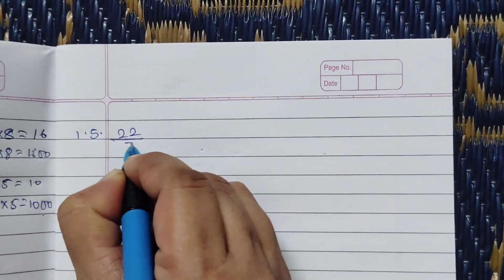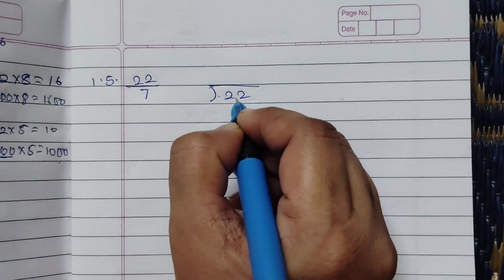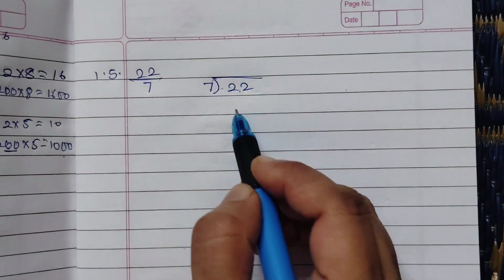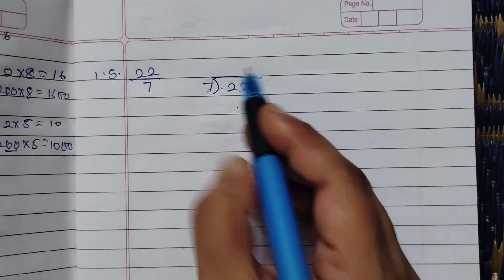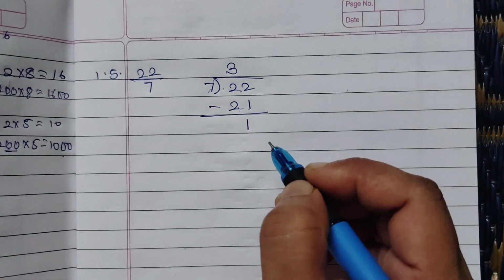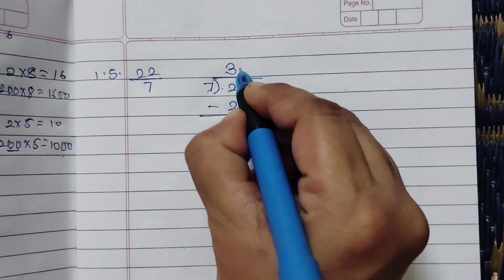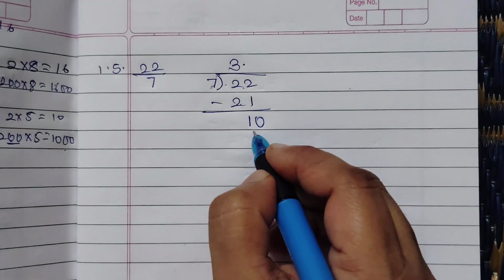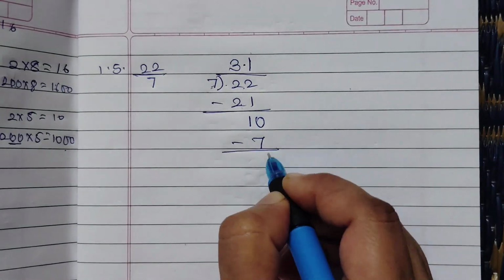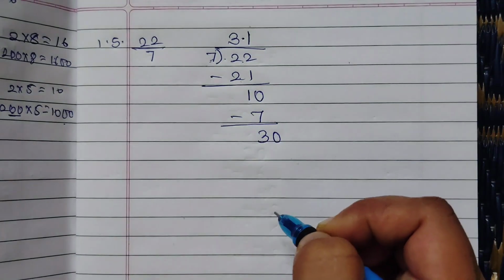22 upon 7. So again I will write 22, the numerator, inside and 7, the denominator, outside. Now let's start. 7 ones are 7, 7 twos are 14, 7 threes are 21. So 7 threes are 21. Now when I subtract 22 and 21 I get 1. So 1 is smaller than 7, so I will put a decimal point and I will get 0 over here. Now 10. 7 ones are 7, because 7 twos is 14, I will take 7 ones are 7. So 10 minus 7 is what? 3. As the decimal point is given, we will get 0 here.